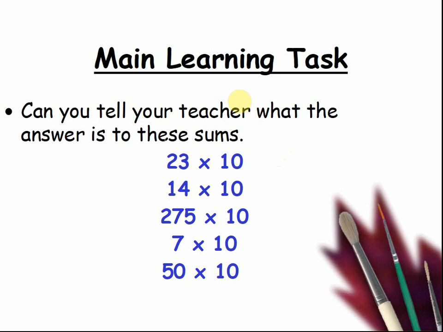The answers were 23 times 10 is 230. 14 times 10 is 140. 275 times 10 is 2,750. 7 times 10 is 70. 50 times 10 is 500.